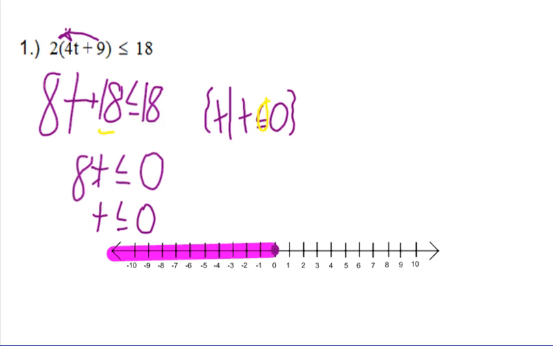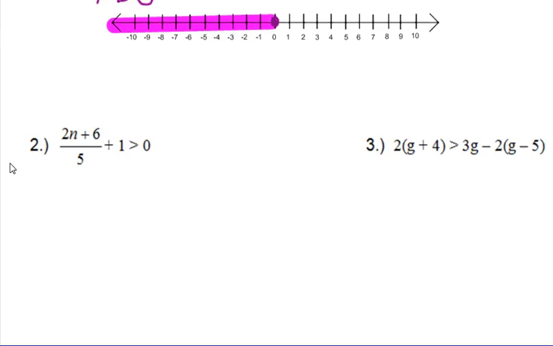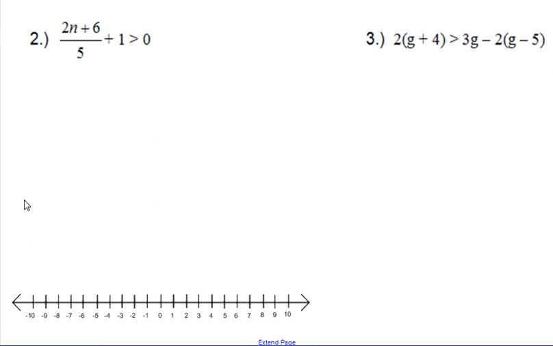The next two problems on your page, number 2 and number 3, are for you to try on your own and to graph independently. Tomorrow in class, we will go over these two solutions to see if you have the right answer. Now would be a good time in the video for you to pause and try number 2 and number 3 by yourself. You can check your answer tomorrow in class.